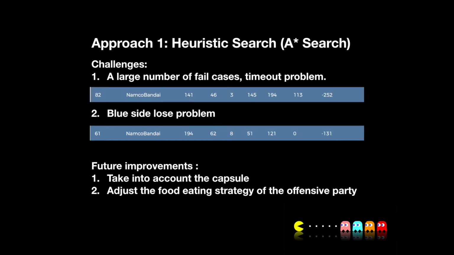When we were doing this project, there were mainly two challenges. The first one is the timeout problem. The results showed a large number of fail cases at the first test, because A-star will reselect the goal and perform calculation at each step. This process can be very time-consuming. Therefore, we added a time limit to the A-star search and the fail cases decreased greatly.